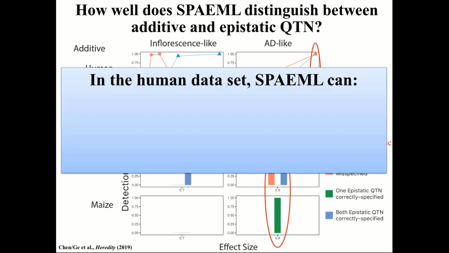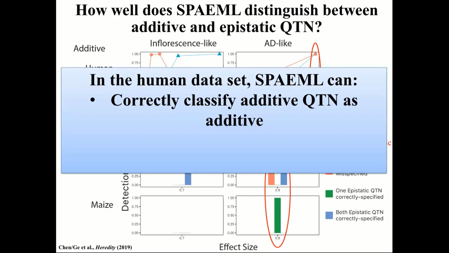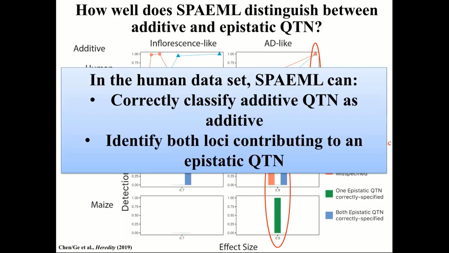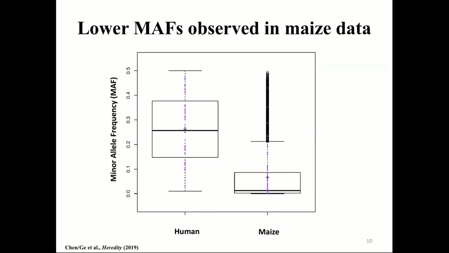So to conclude, in the human data set, spamel is able to correctly classify an additive QTN as additive and identify both loci contributing to a two-way epistatic QTN. So why is spamel performing so much better in the human data set?